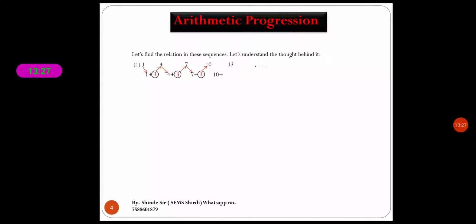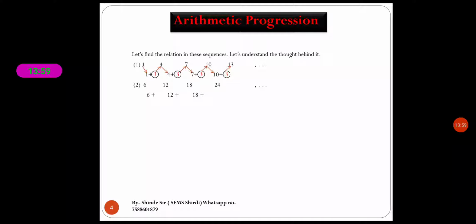Similarly, if we add 3 to 10, what do we get here? 13. 13 plus 3 is 16. 16 plus 3 is 19. Like that, there is a particular relation, or a particular order, in this sequence. Okay.